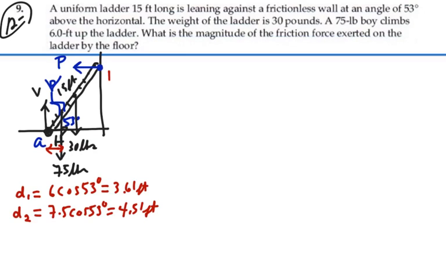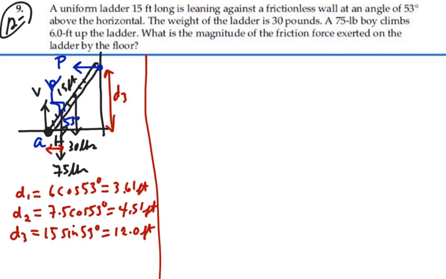And then we have position P, which is this distance away, let's call it D3, from the pivot point. D3 is going to equal the whole length of the ladder, 15 feet, times the sine of 53 degrees. And what is that? That's equal to 11.98, or we'll say 12.0 feet. So if I were to make a torque diagram of what's going on here, we would have force P at 12 feet away, trying to make this rotate counterclockwise, which would be a positive torque.